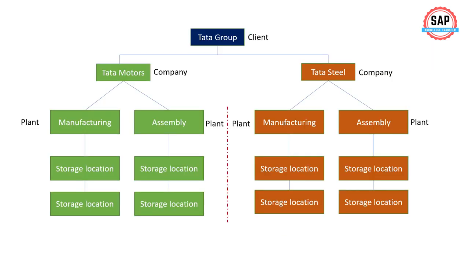So we'll see a simple example. Tata Group is a client. Tata Group has two different companies: one is Tata Motors and the other Tata Steel. Tata Motors company has two types of plants, one manufacturing and one assembly. Under the plants we have the storage locations. Similarly, Tata Steel is also one of the companies of the Tata Group, so under Tata Steel we have a manufacturing and an assembly plant. Under the assembly plant and manufacturing plant we have storage locations. So let's see practically.